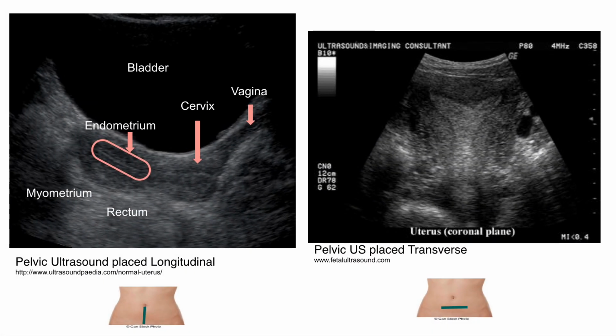So this is what a normal uterus looks like via a pelvic ultrasound. The image on the right shows a coronal plane of the uterus with the ultrasound placed transversely. The image on the left shows a pelvic ultrasound placed longitudinally. As you can see, the hypoechoic region is the bladder. Then you see the lining, which is circled, is the endometrium. And then there's the cervix, the vagina. And then the muscle around the endometrium is called the myometrium. And then you can see the rectum below.